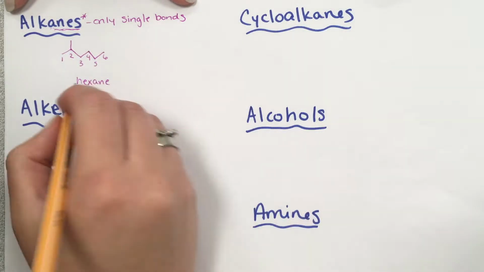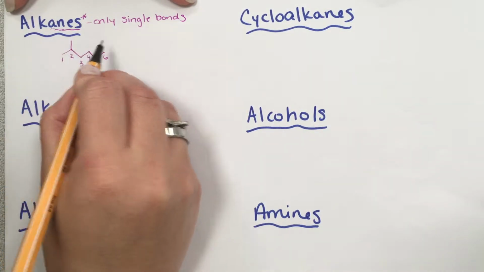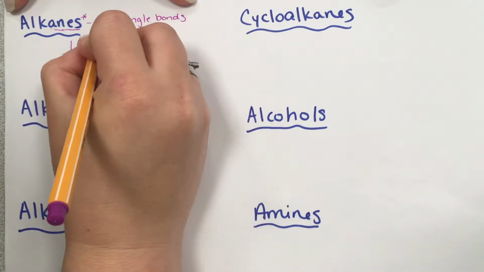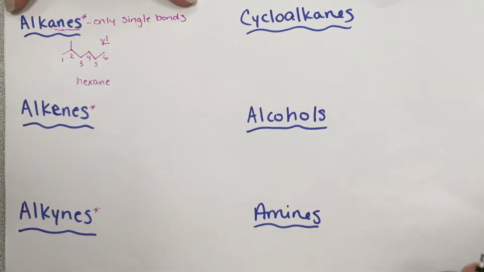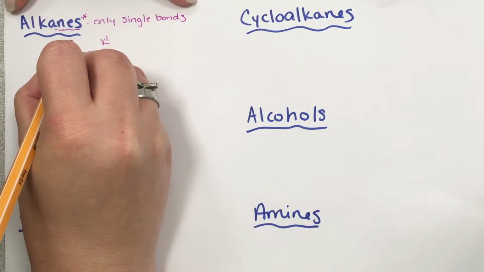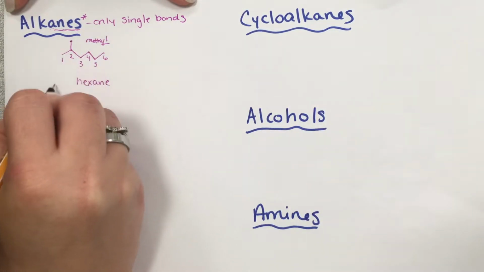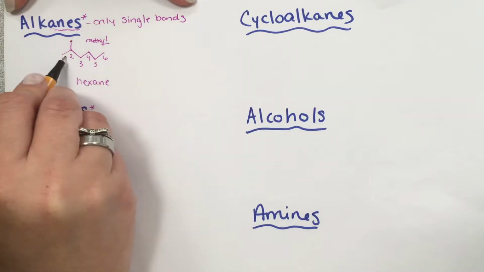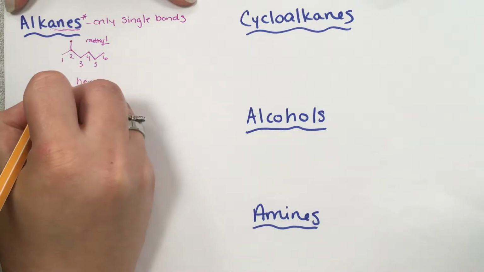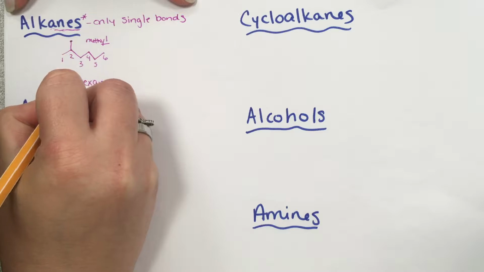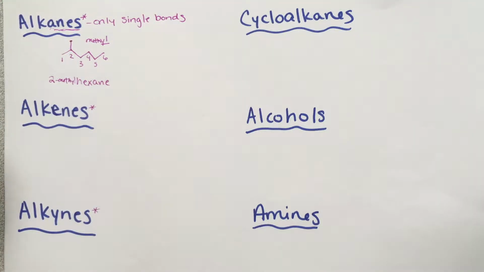This substituent here is called a methyl group. Anytime you have a substituent, the ending for those groups will be yl. Since there's only 1 carbon in this substituent, it would be methyl. In this case, it would be 2, because it's located on that second carbon: 2-methylhexane. And that's how you would name it.